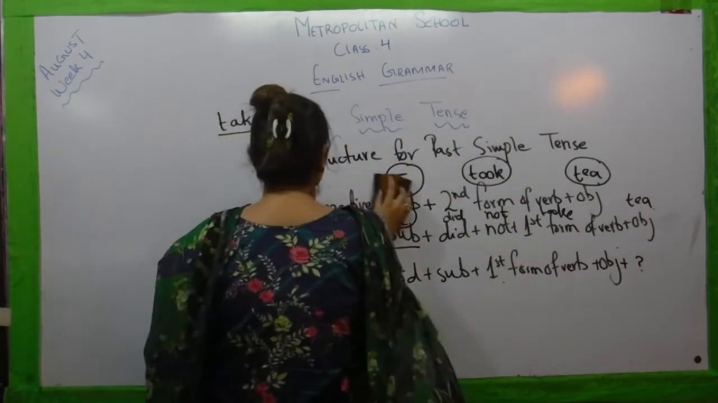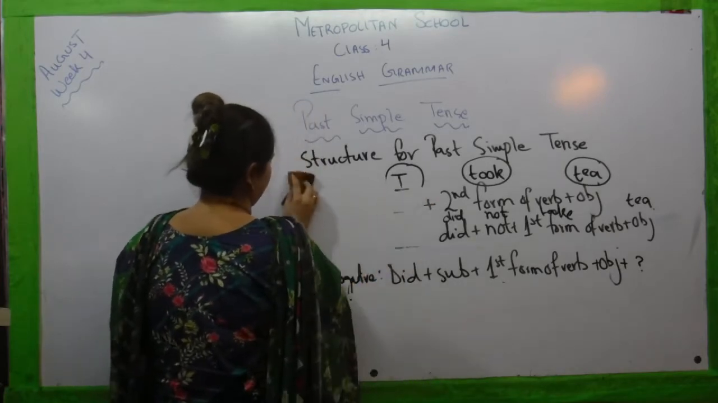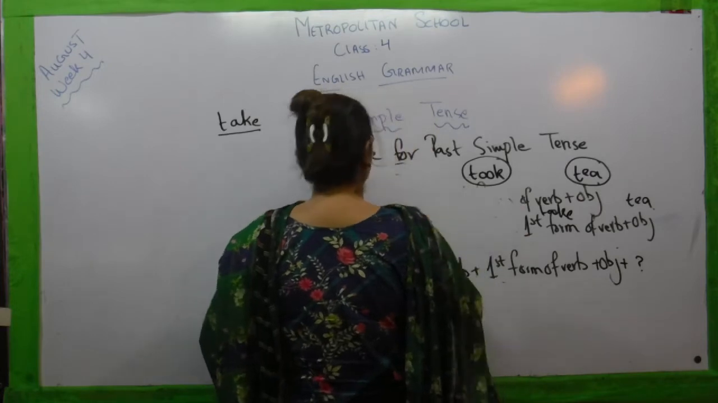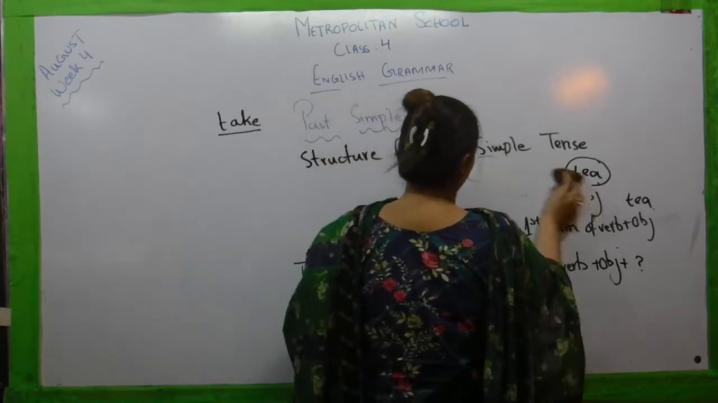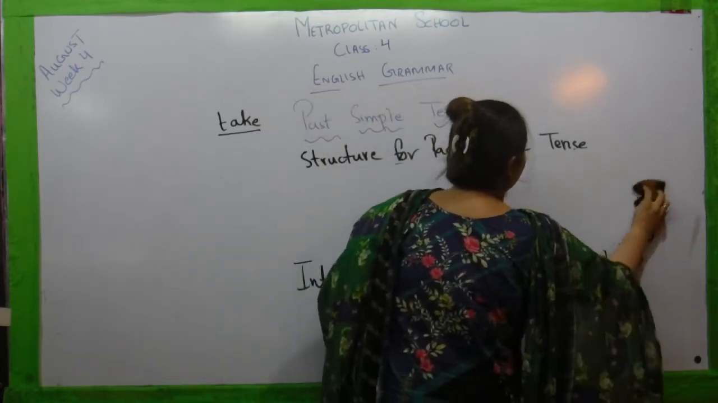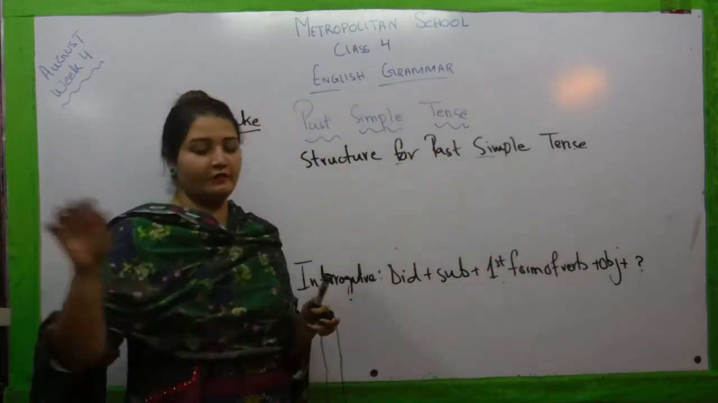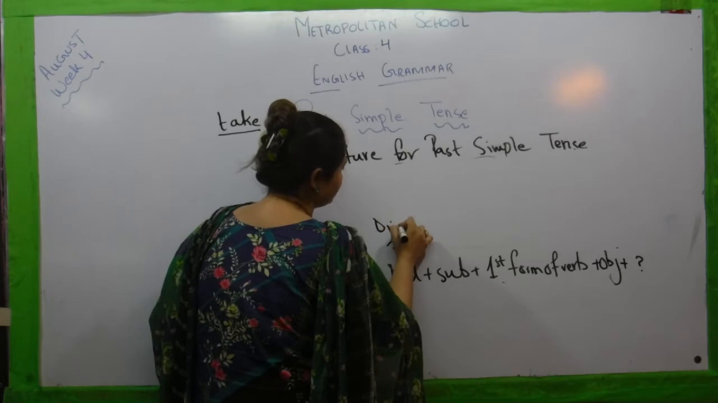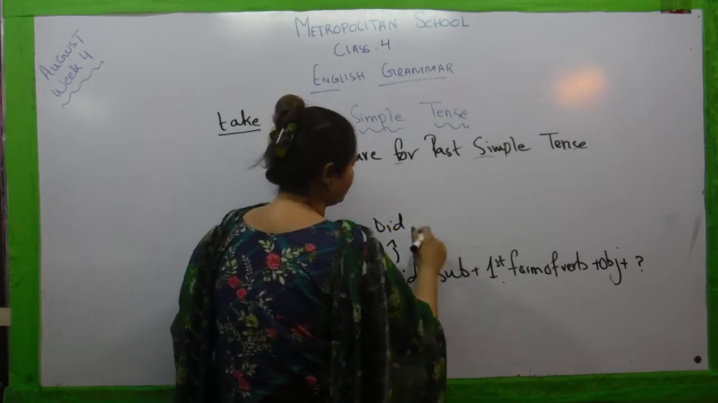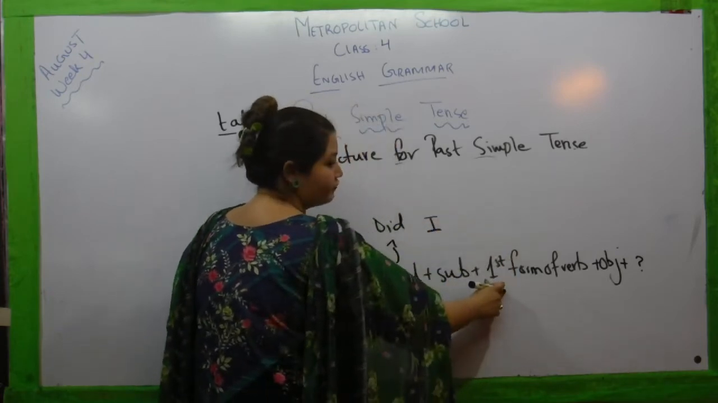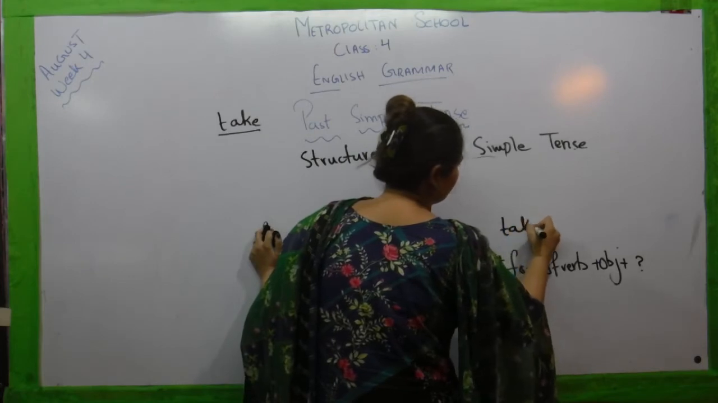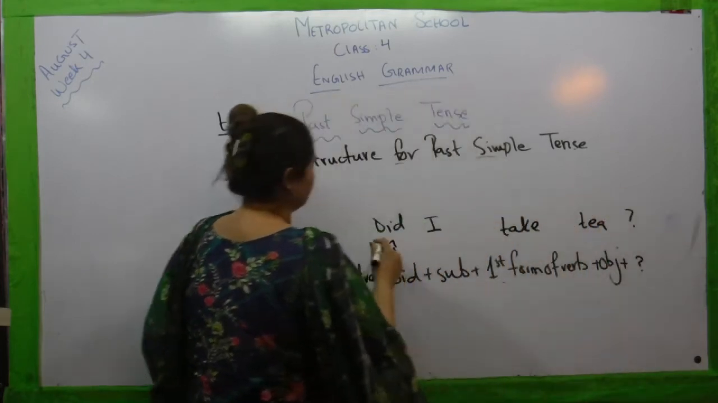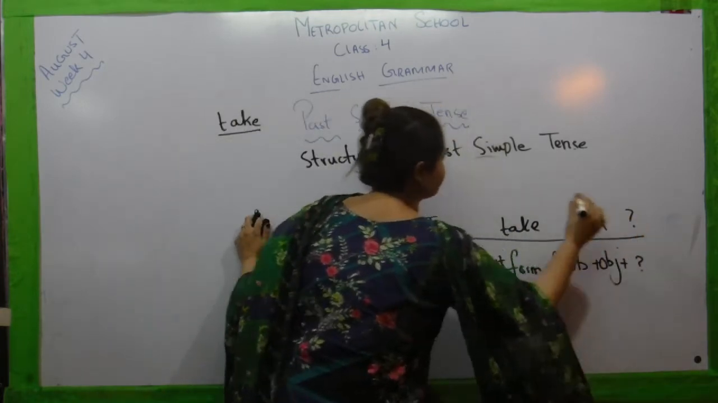Now let's move towards the interrogative sentence. What we will have to do, the did from this structure will come at the first and then the rest of the structure will be the same. We will copy down did. What will be the subject? Did I, first form of verb take, object tea, and then question mark. This is the interrogative sentence.